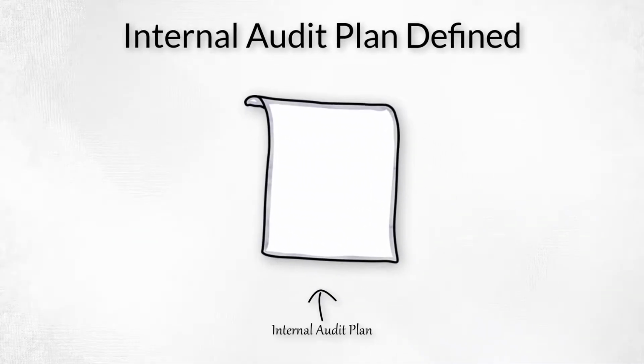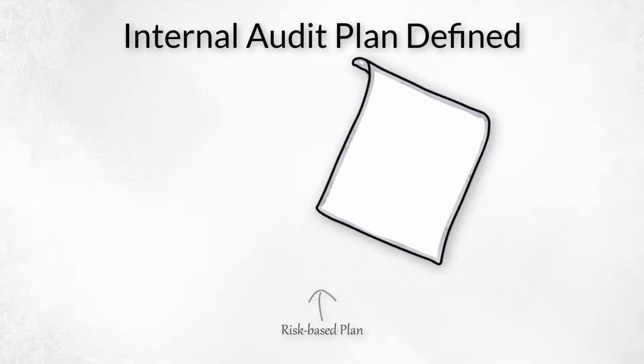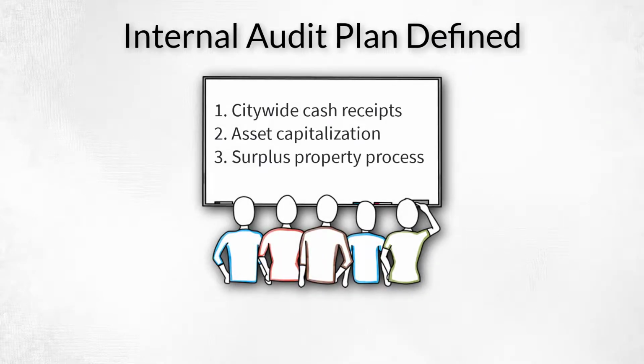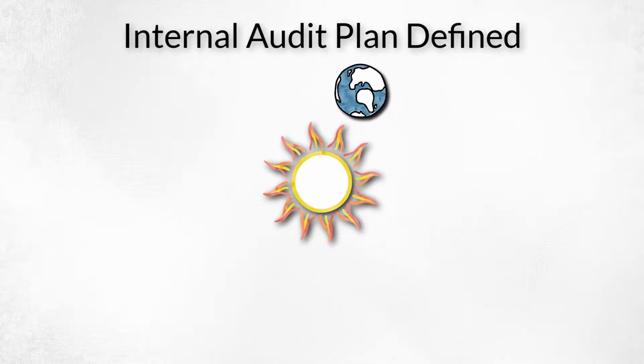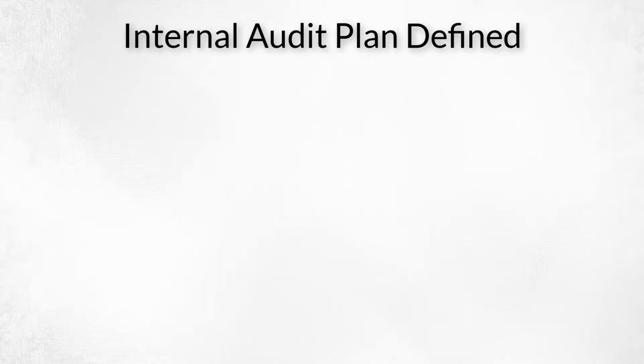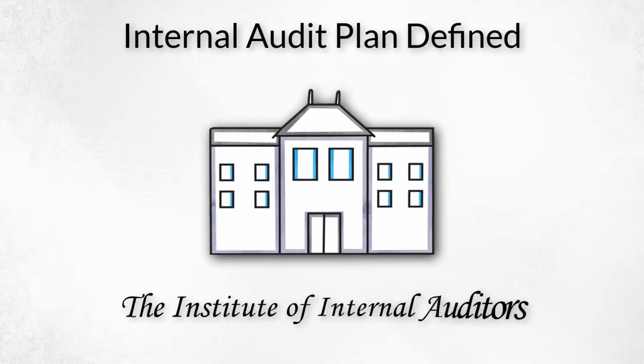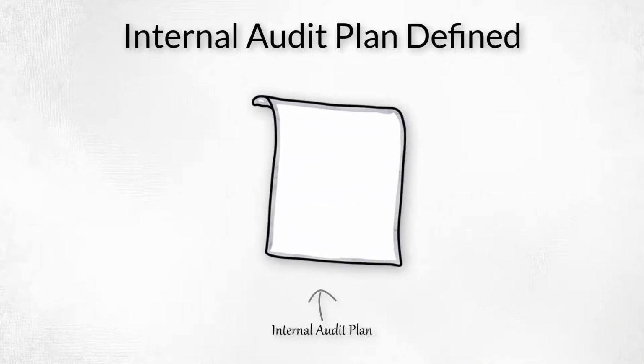What's an internal audit plan? An internal audit plan, sometimes called a risk-based plan, details the internal audit function's priorities, or in other words, the annual engagements or reviews performed for the year. We'll provide recommendations from the IIA on how to establish this plan.